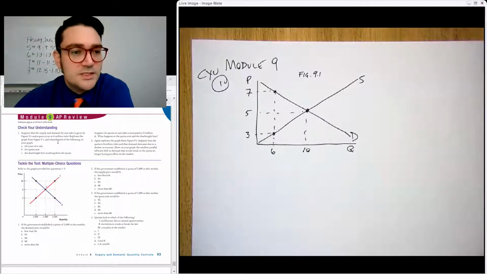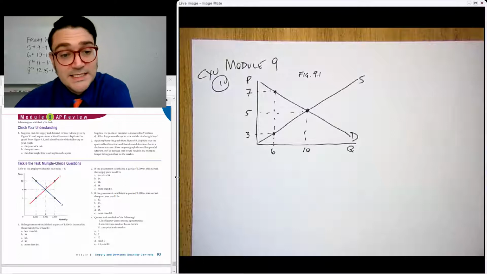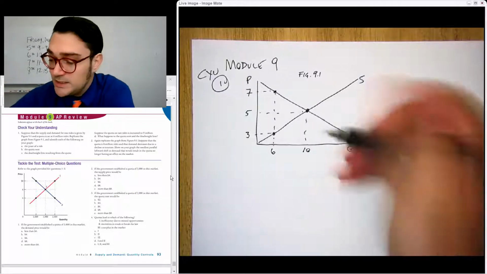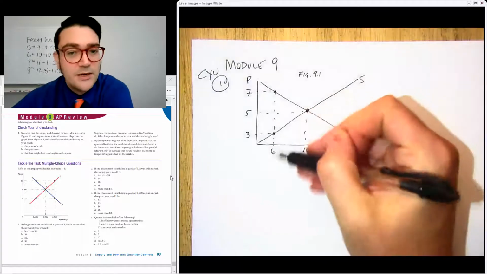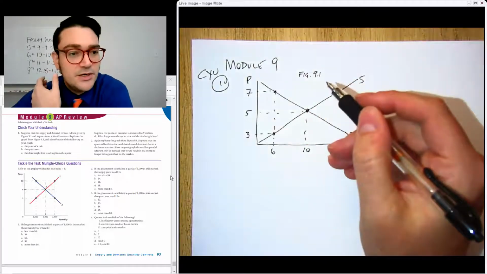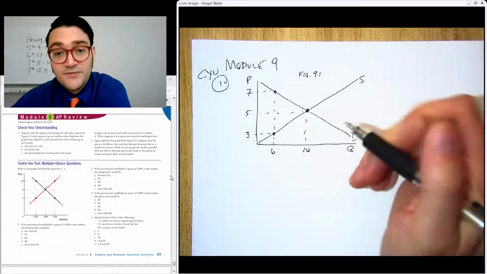It says number 1, suppose the supply and demand for taxi rides is given by figure 9.1 and a quota is set at 6 million rides. So that's why I went ahead and added the 6 there. And then it says, identify each of the following on your graph. A, the price of a ride.